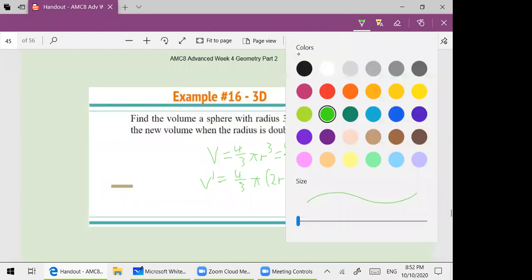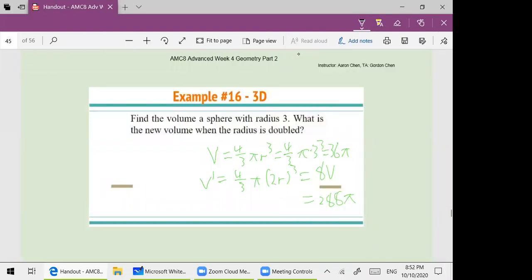Okay, so for this problem, V equals 4/3 pi r cubed, and you plug in r equals 3, so you get 36 pi. And the new volume V prime is 4/3 pi times (2r) cubed, which is 8V, which is 288 pi.